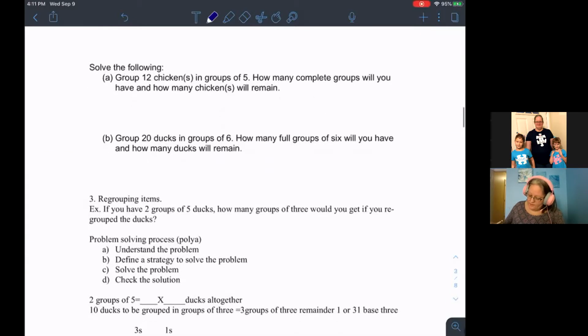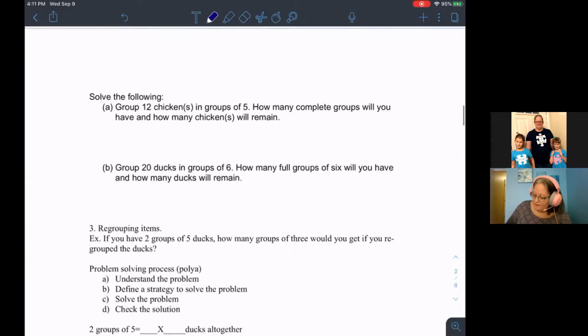All right, so on these, I don't know if you need help with these, but we'll go ahead and do them. So, group 12 chickens in groups of 5. How many complete groups will you have and how many chickens will remain?